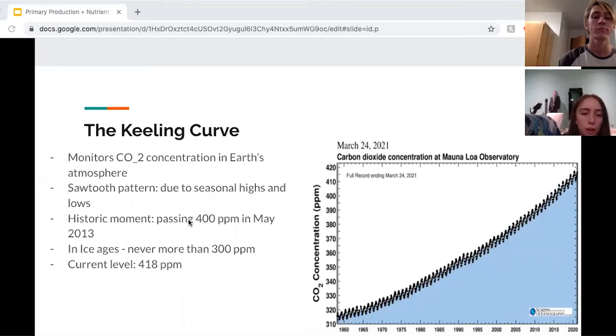Within the ice ages, the atmosphere never contained more than 300 parts per million of carbon dioxide. Yet with industrialization and growing human populations, we exceeded 400 parts per million in May 2013, and the numbers are only climbing. Currently, the atmosphere has about 418 parts per million of carbon dioxide.